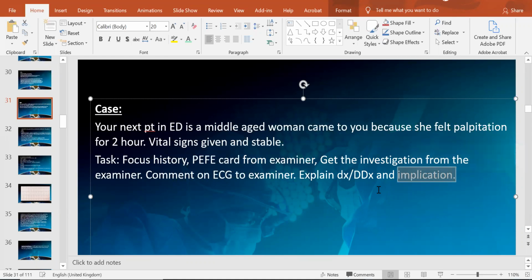What is the implication of atrial flutter? Mainly a stroke or heart failure. Okay, so a stroke or heart failure is the most important implication. That means complication. If management is not a task, don't talk about management, because you have more important stuff to finish.